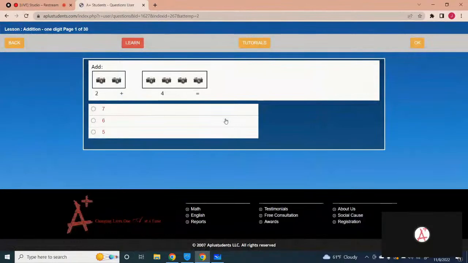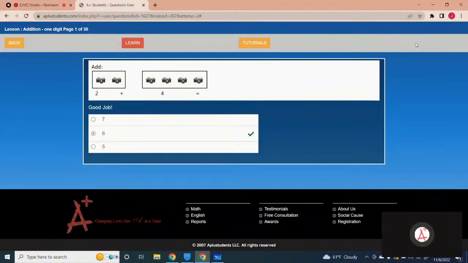Okay, add. So you have to count the things in the groups. In the first group, you have 2 of the things, and in the second group, you have 4 of them. You have to count them together. So 2, then 1, 2, 3, 4, 5, 6. So that means together they make 6. So 2 plus 4 makes 6. So select the correct option and then click on the OK button. Got it?